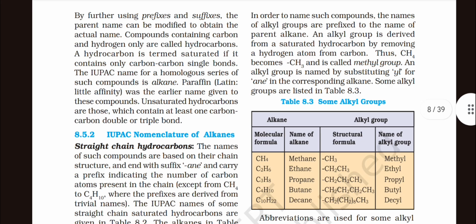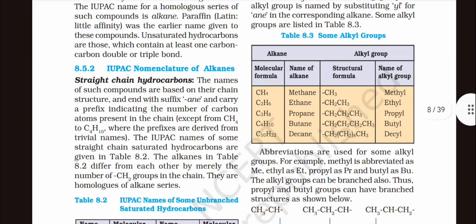Compounds containing carbon and hydrogen only are called hydrocarbons. A hydrocarbon is termed saturated if it contains only carbon-carbon single bonds. The IUPAC name for the homologous series of such compounds is alkane. Paraffin was the earlier name given to these compounds. Unsaturated hydrocarbons are those which contain at least one carbon-carbon double or triple bond.